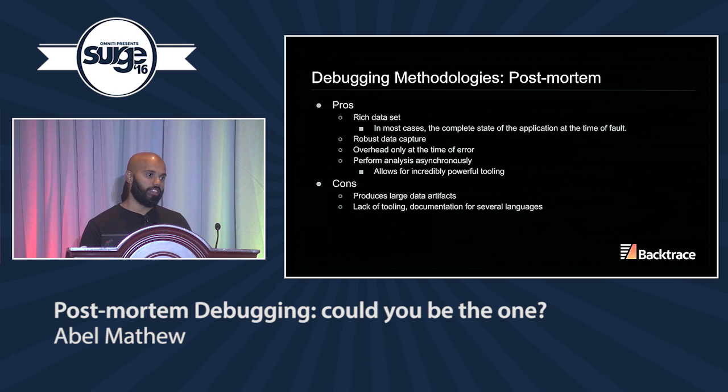There is overhead only at the time of error, so only when you actually want to capture the complete state of the application, which is different from, let's say, instrumentation or logging. And in most cases it's self-contained enough that you can do this analysis asynchronously, which allows for very powerful tooling as well, which we'll go into later in the presentation. The cons are that if you've got the full state of the application serialized, it's obviously going to be a huge dump of information. And for languages like Python and Java, which we'll go over, there's actually a lack of tooling and documentation on how to utilize this dump of information.